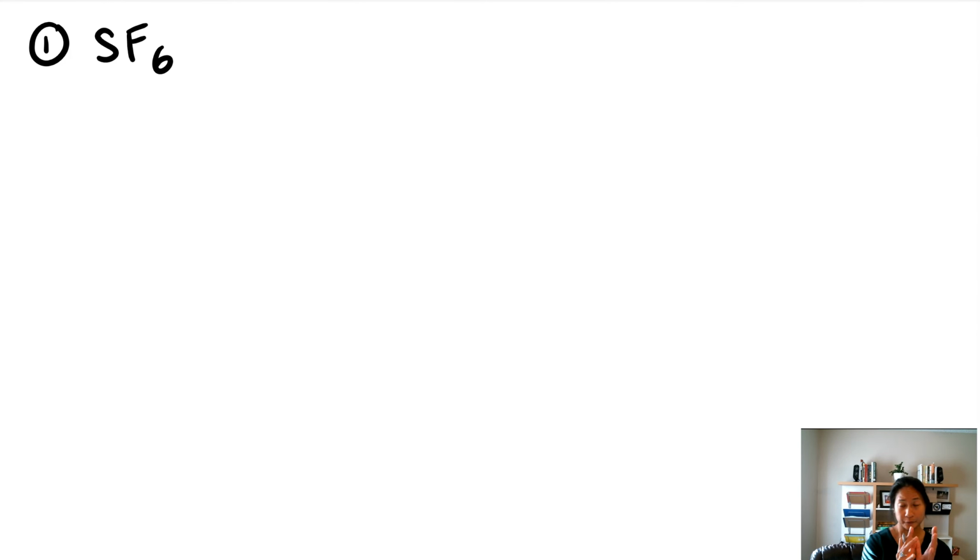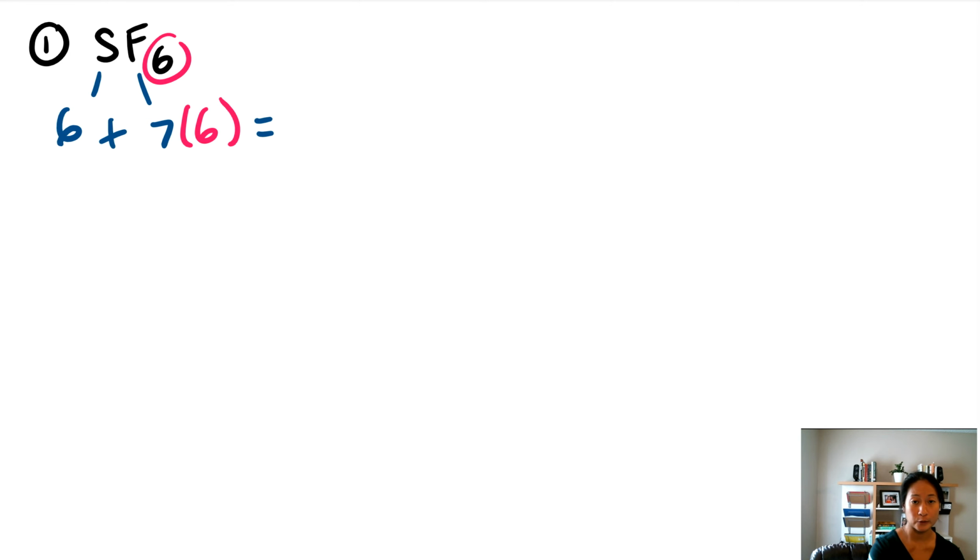Okay, so the first step in drawing a Lewis structure is always to first determine the total number of valence electrons that should be in your final structure. So we look at the periodic table. Sulfur is going to have 6 valence electrons. Fluorine is going to have 7, but there are 6 of those in the chemical formula, so we're going to need to multiply that by 6. So the total number of electrons that need to be in my picture here is 48 electrons.